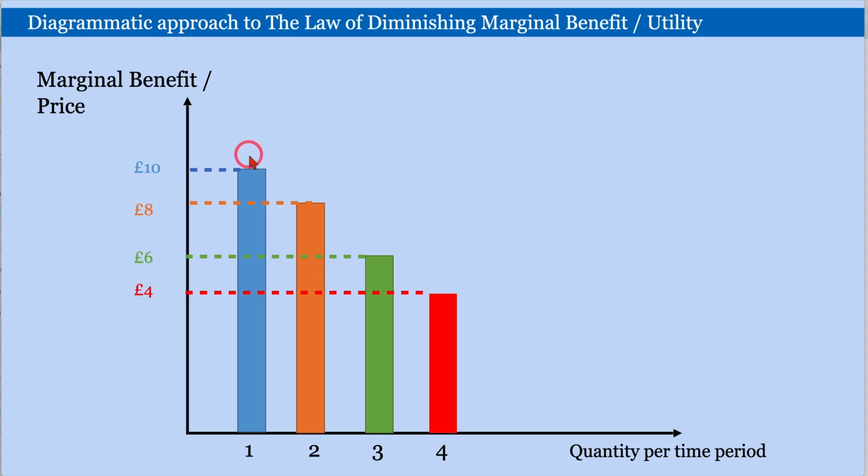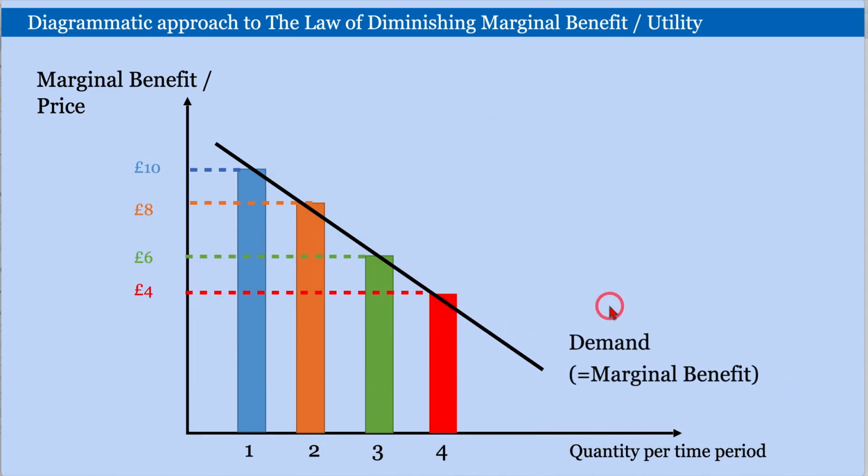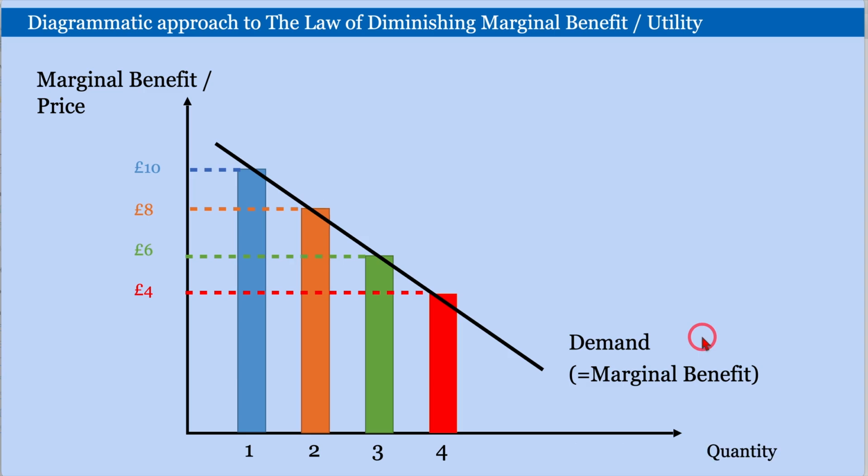So the argument is that if this is what I know, then I'm willing to pay £10 for the first one, but I'm only willing to pay £8, willing to pay £6, willing to pay £4 for those extra units. And so we draw our demand curve in, and we call the demand curve equal to the marginal benefit curve. Okay, and that's quite an important thing to get hold of at this early stage, really, that demand measures your marginal benefit.